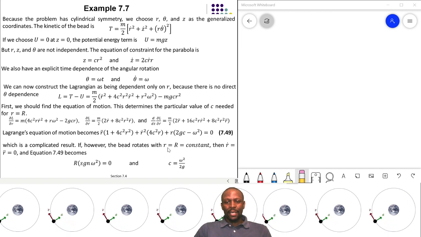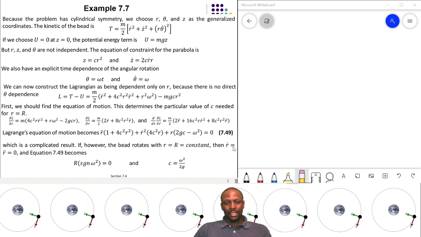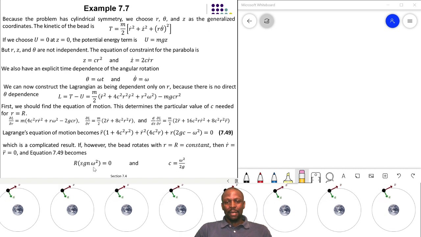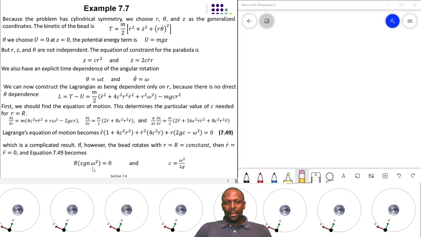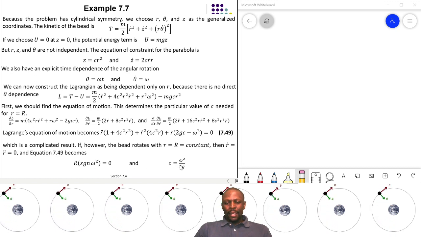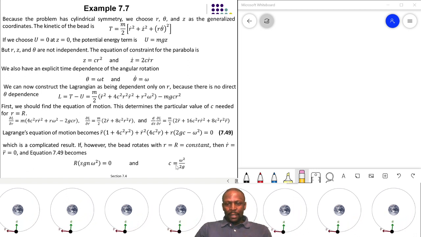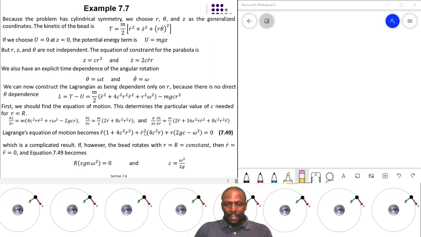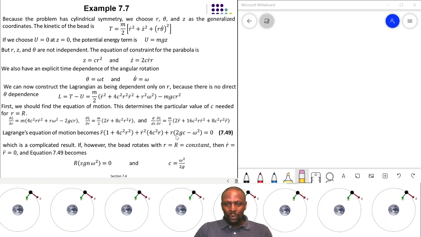If however the bead rotates with r equal to a constant r, and r dot is equal to zero, then this equation becomes this, it becomes this, and the value of c is just given by that. Now, if you put r to be zero, this term would vanish, and that other term would vanish, and then the only term that we are just going to have is this term here.